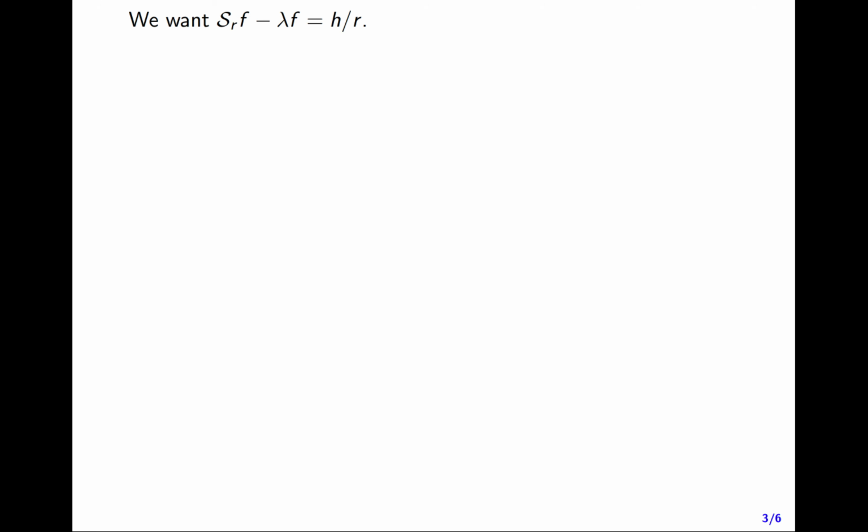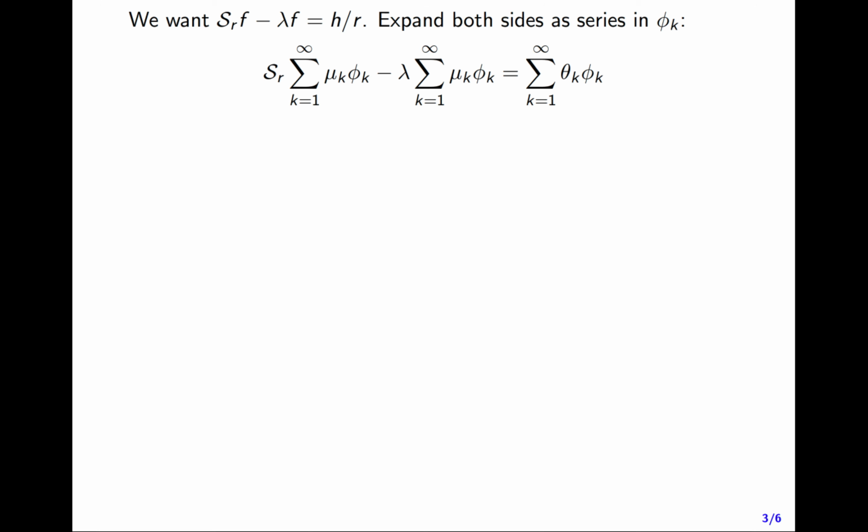Now, what do we want in this problem? It's rephrased as S_R on f minus lambda f equals h over r, where we know everything there could be to know about h over r. We know what S_R does. So let's expand both sides as series in phi k.